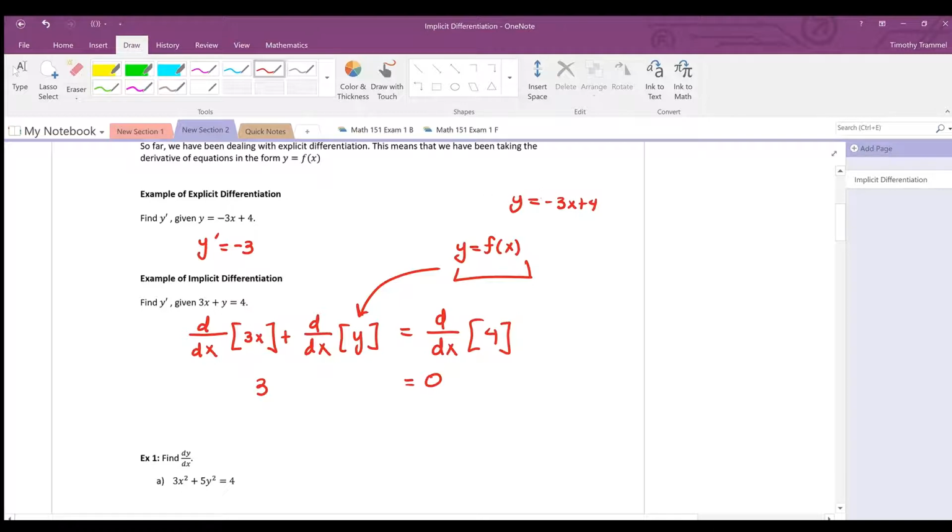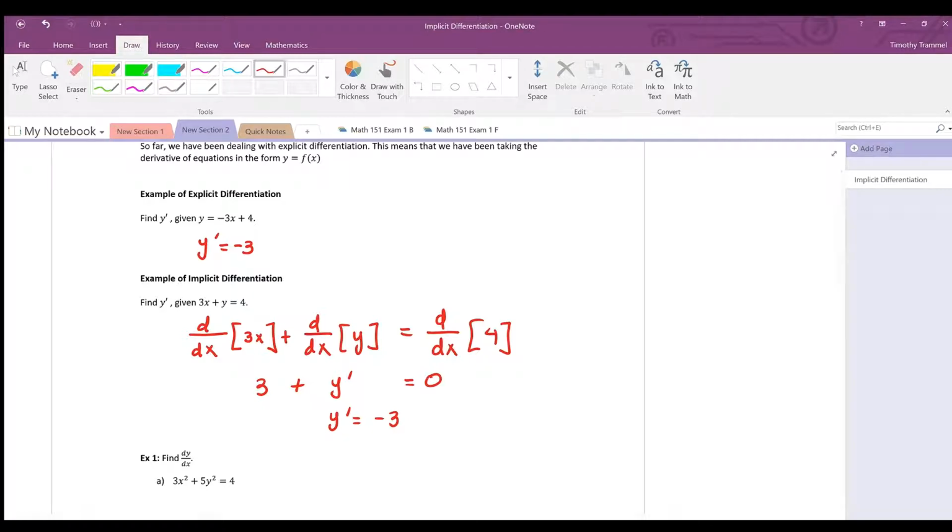So y might look like, let's say, minus 3x plus 4, because that is what it looks like. And if we didn't know that this is what y looked like, we could still at the very least say that the derivative of y is the derivative of y. So we'll say plus y prime. And now if you solve this, we get y prime equals minus 3. And we're done. We get the same answer.